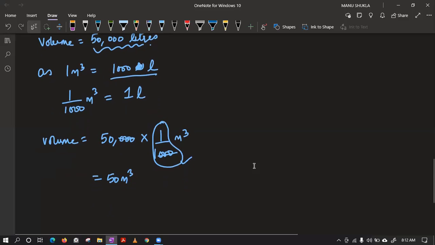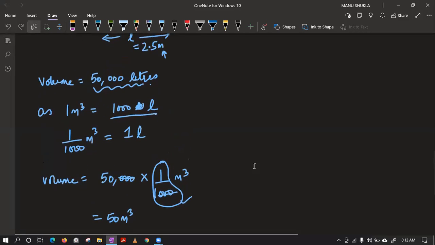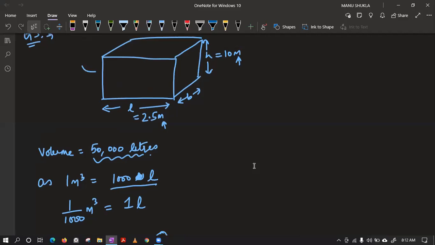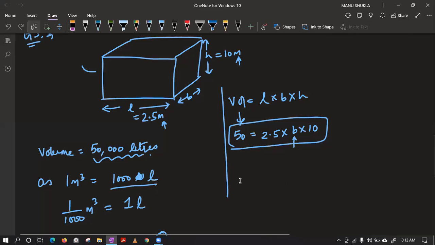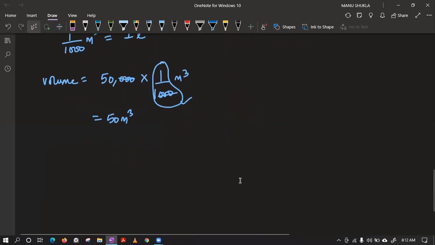Now, the volume is 50 meter cube. Now we can easily find the breadth by comparing. We know volume is equal to L into B into H. Volume we have found as 50 meter cube. Length is 2.5, breadth is unknown and H is 10. We have learned how to solve these kind of equations. Just we need to isolate the breadth and find the value of breadth. Okay, let us see the next question.